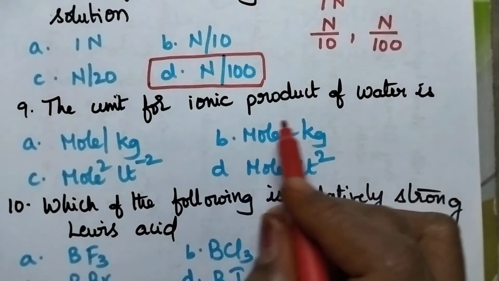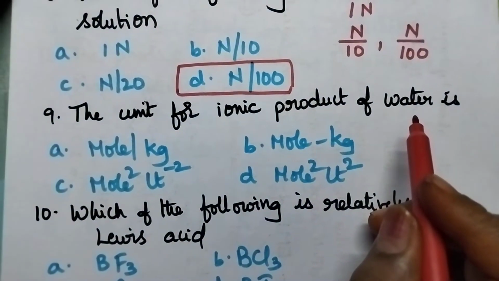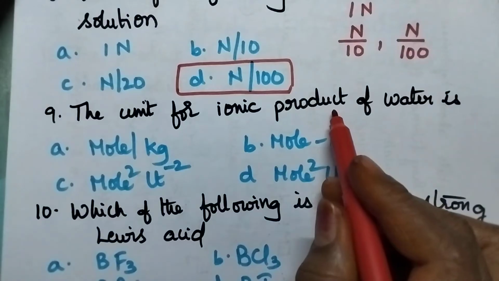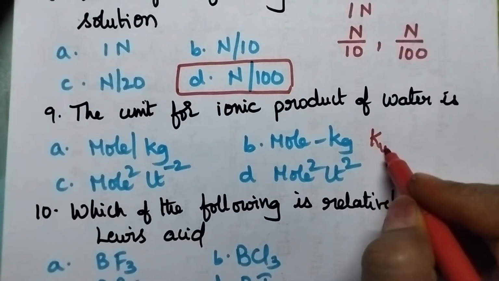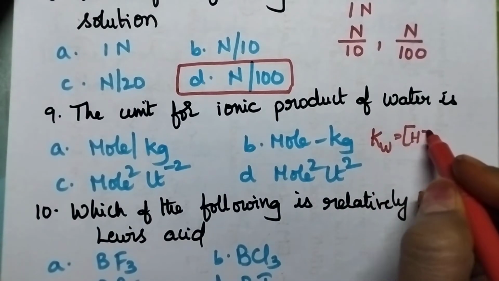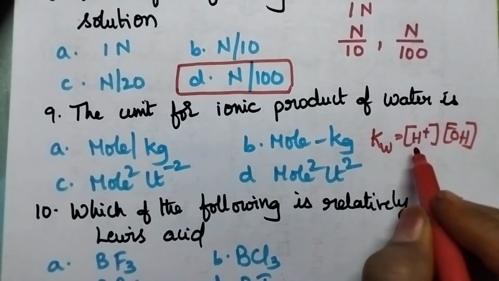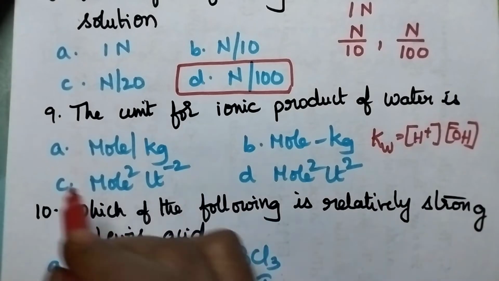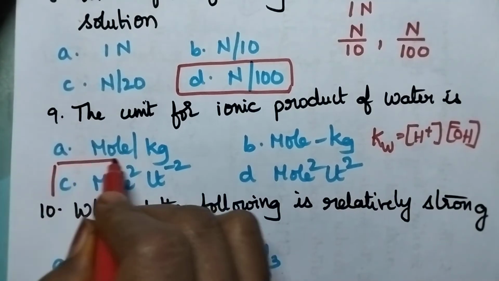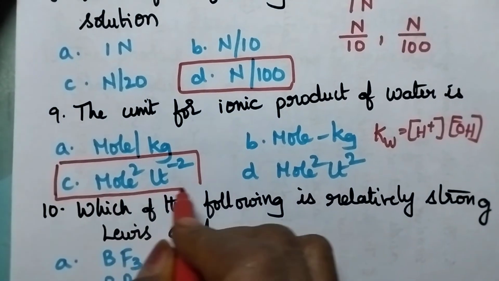The unit for ionic product of water is. Ionic product of water means Kw is equal to molar concentration of H plus into molar concentration of OH minus. Always concentration is expressed in terms of moles per liter. So option C, that is mole square per liter square, is the right answer.